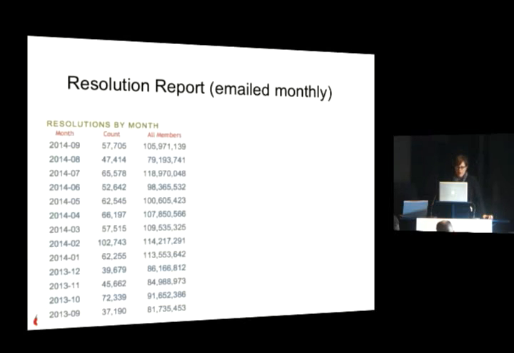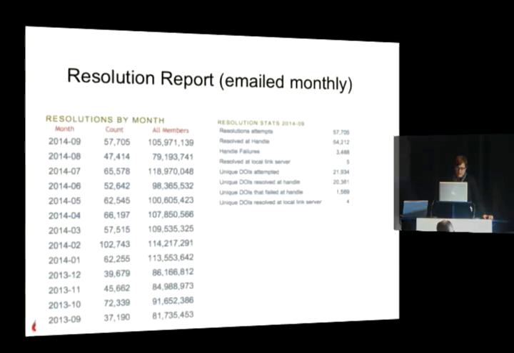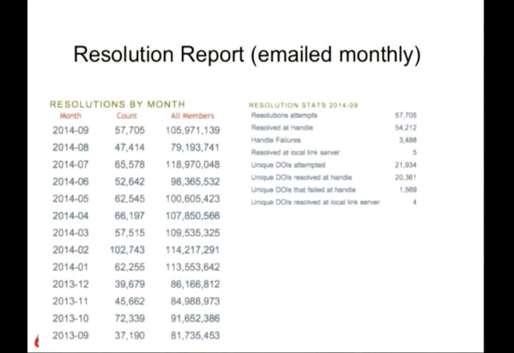We give you the overall resolutions for your prefix, plus the overall number of resolutions for all members, and we also list the previous 12-month numbers as well, so you can see if you're going up or down. We also list information about resolution successes versus failures. A DOI resolution fails if someone tries to resolve a DOI with your prefix and it fails to resolve, meaning the DOI has not been registered. We also tell you the unique DOIs attempted.